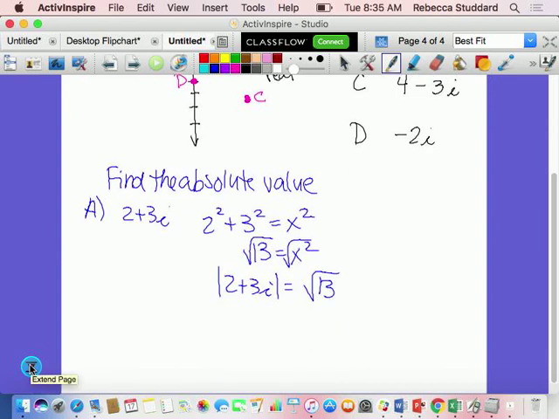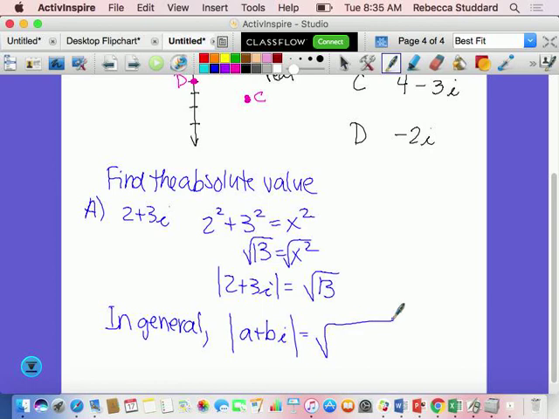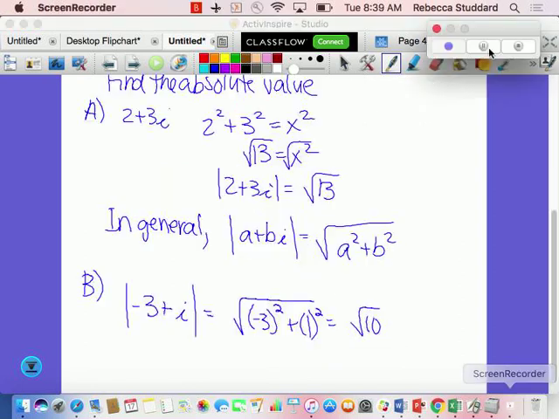Oh, wait, before we do that, in general, the absolute value of a plus bi is equal to the square root of a squared plus b squared. And we showed that with the graph. So I want y'all to try B. Find the absolute value of B. People on the video, the answer is the square root of 10.